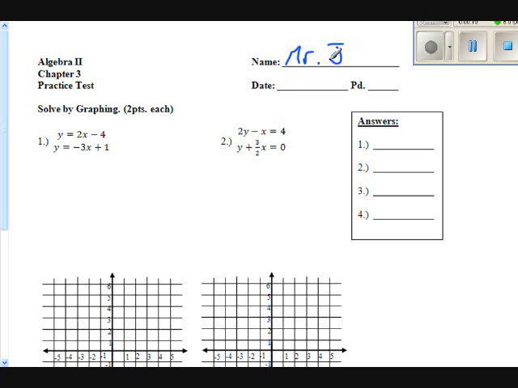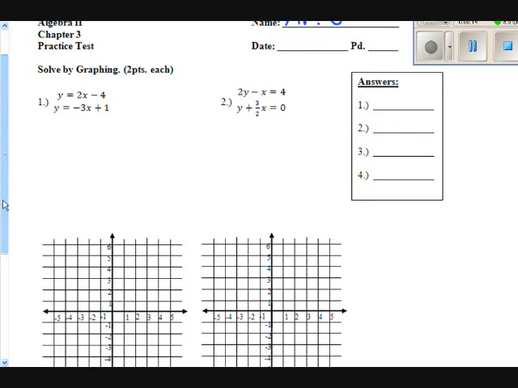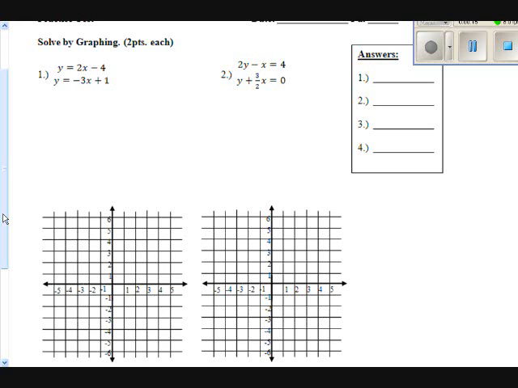If we take a look at these first two, they're asking us to solve by graphing. And this first one's kind of set up nicely for this. These are both in slope-intercept form. So I've got my y-intercept here as the -4, so I'm going to go down to -4 and put a point. And then the slope is 2, so that's up 2 over 1, up 2 over 1, so on and so forth. And then I draw a nice line.